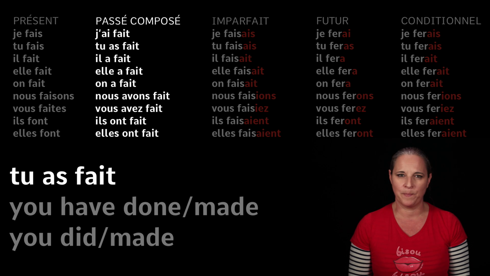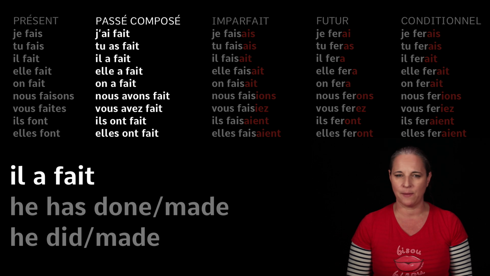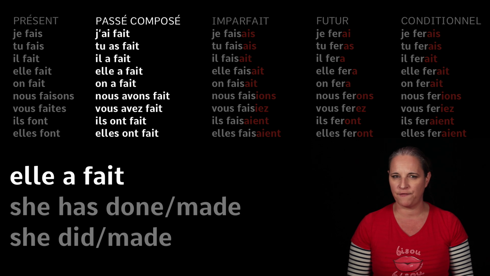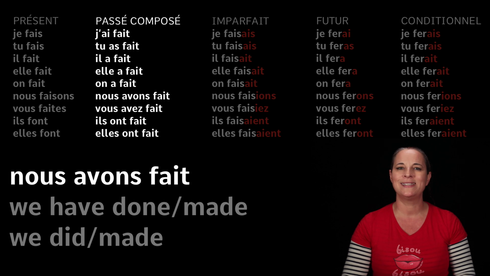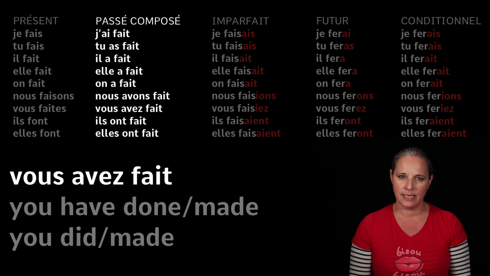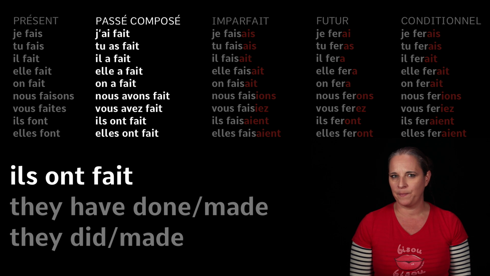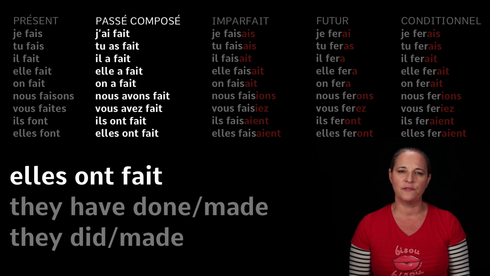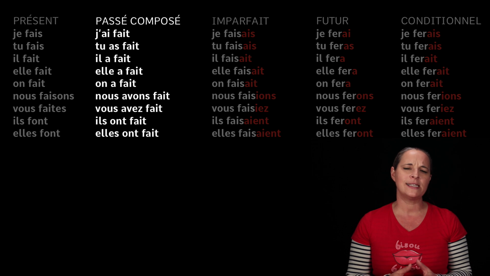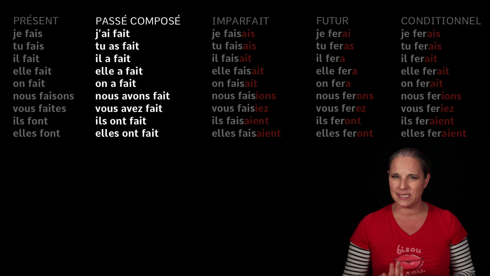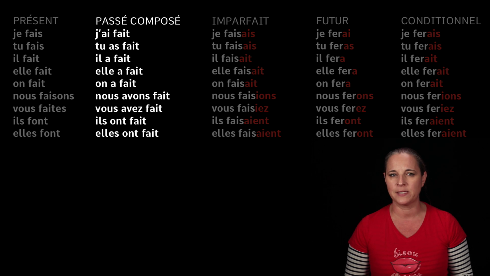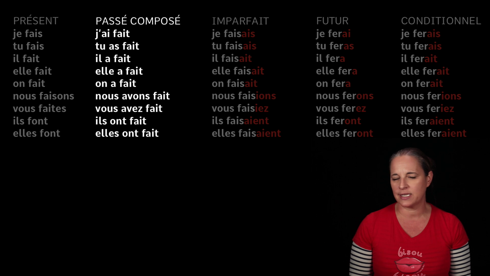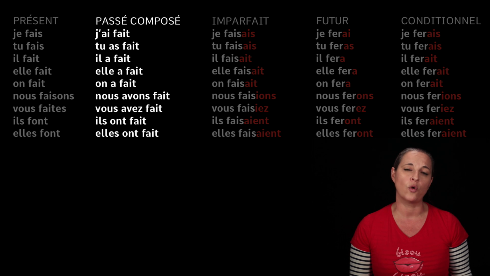Tu as fait. Il a fait. Elle a fait. On a fait. Nous avons fait. Vous avez fait. Ils ont fait. Elles ont fait. Okay, that's fairly simple once you understand what the past participle of that verb is. In that case, it's fait for the past participle, and whether it's conjugated with the verb to be or to have.